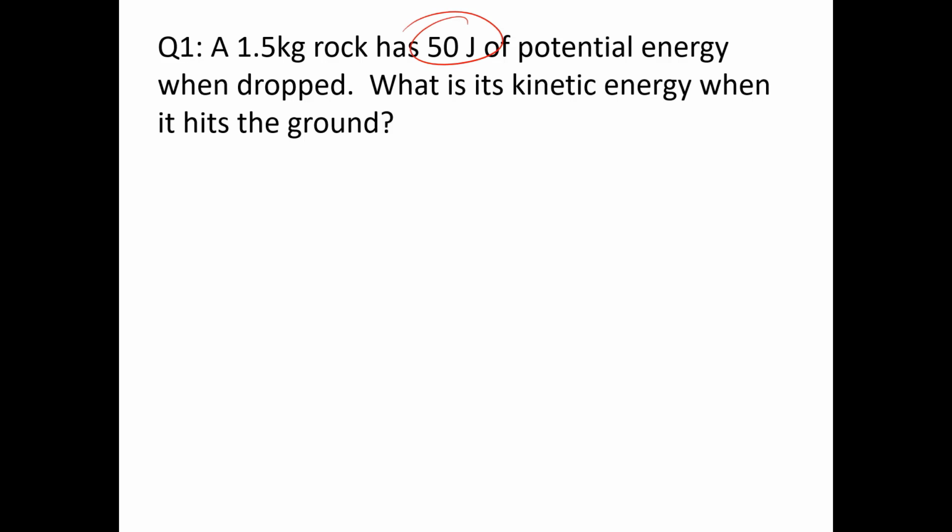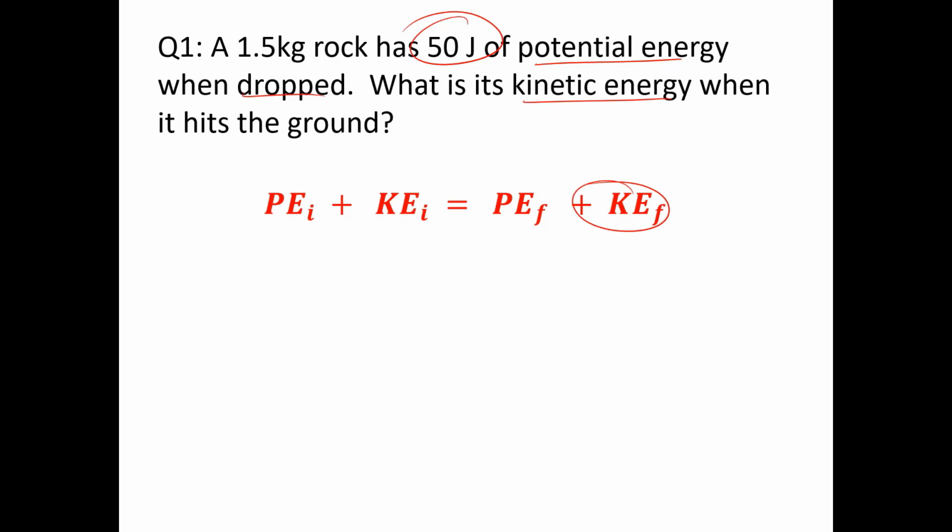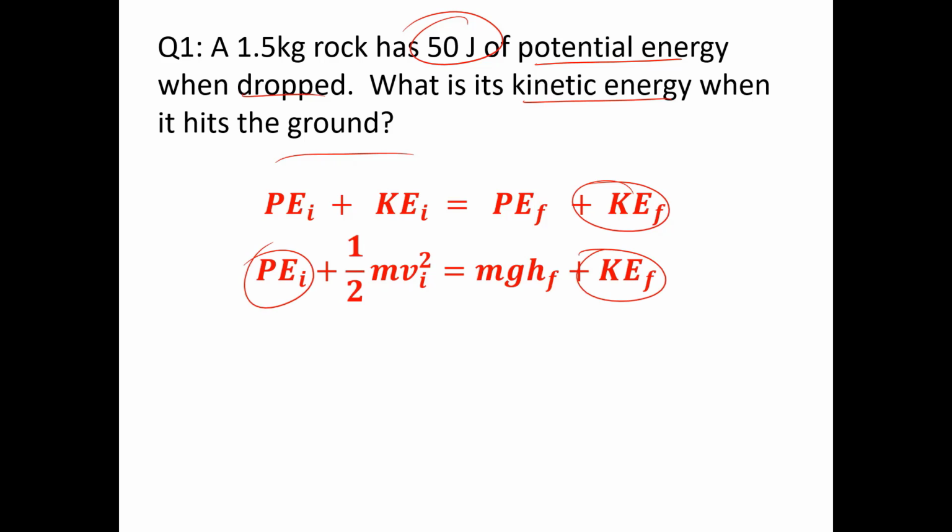Here I'm given 50 joules of potential energy. So I'm looking at, you really always start with this equation. You start thinking about what's going on. It's dropped. What's the kinetic energy? So they're asking me about this when it hits the ground. Okay, so I left these as is because these are what the question is giving. But it's giving me a little bit more information.